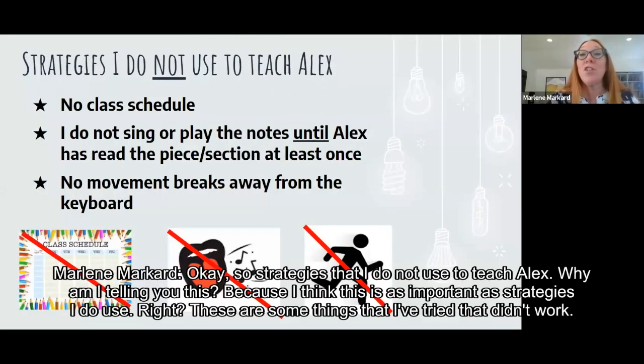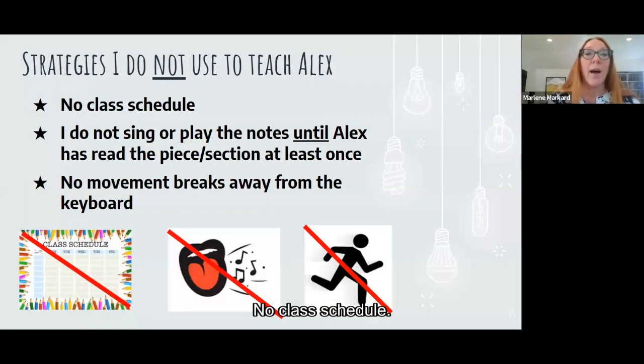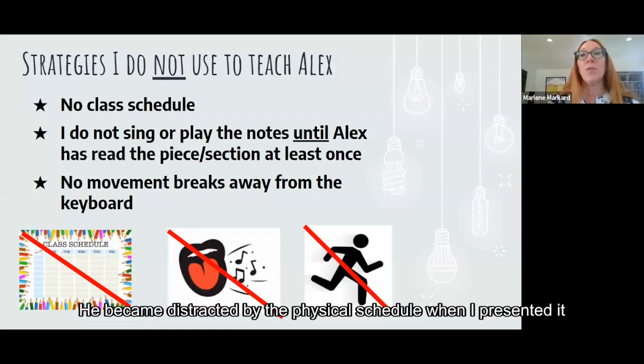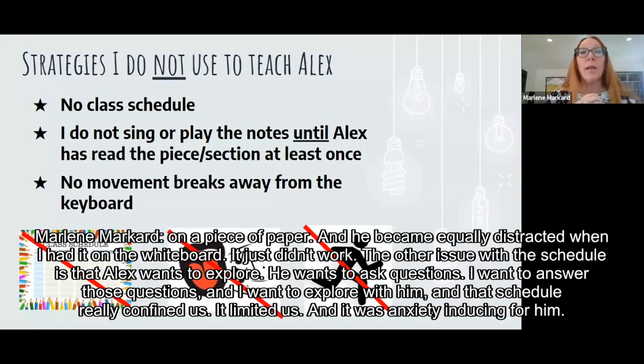Okay, so strategies I do not use to teach Alex. Why am I telling you this? Because I think this is as important as strategies I do use, right? These are some things that I've tried that didn't work. No class schedule. I do not use a class schedule with Alex. Why? Because when I first started working with him, he became extremely distracted by the schedule. He became distracted by the physical schedule when I presented it on a piece of paper, and he became equally distracted when I had it on the whiteboard.